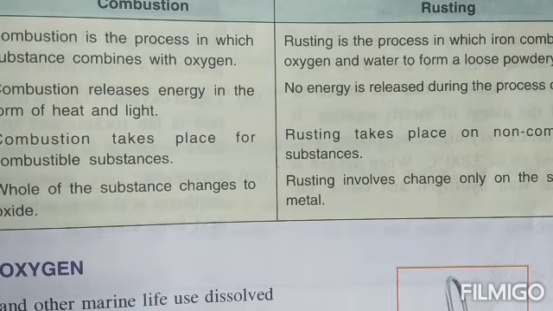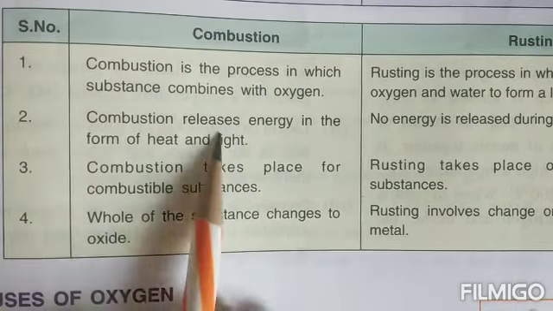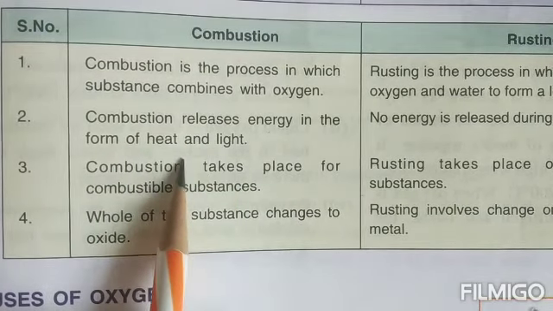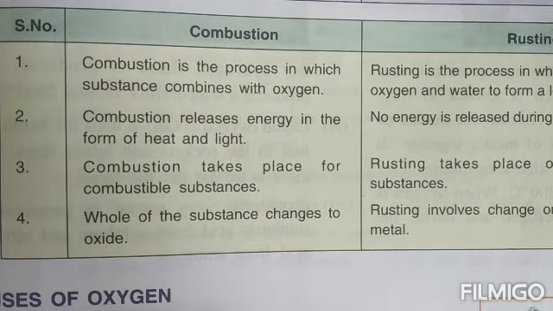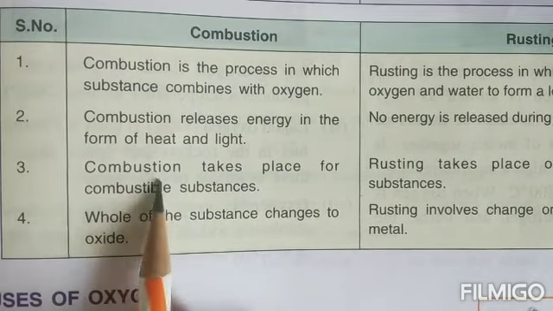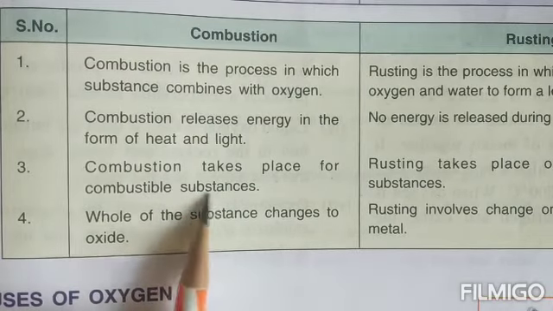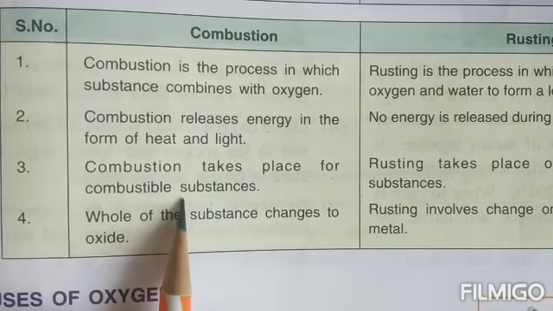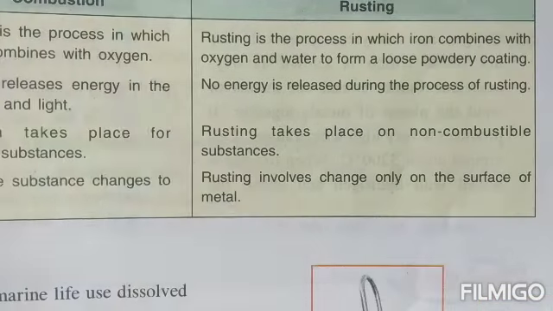First, let me cover all the points that are under combustion. Combustion releases energy in the form of heat and light. Whenever something is burning, energy is released in the form of heat energy as well as light energy. Combustion will take place only in the presence of a combustible substance, that means something which will burn. The whole of the substance changes into oxide. The complete substance that is undergoing combustion will change into its particular oxide.